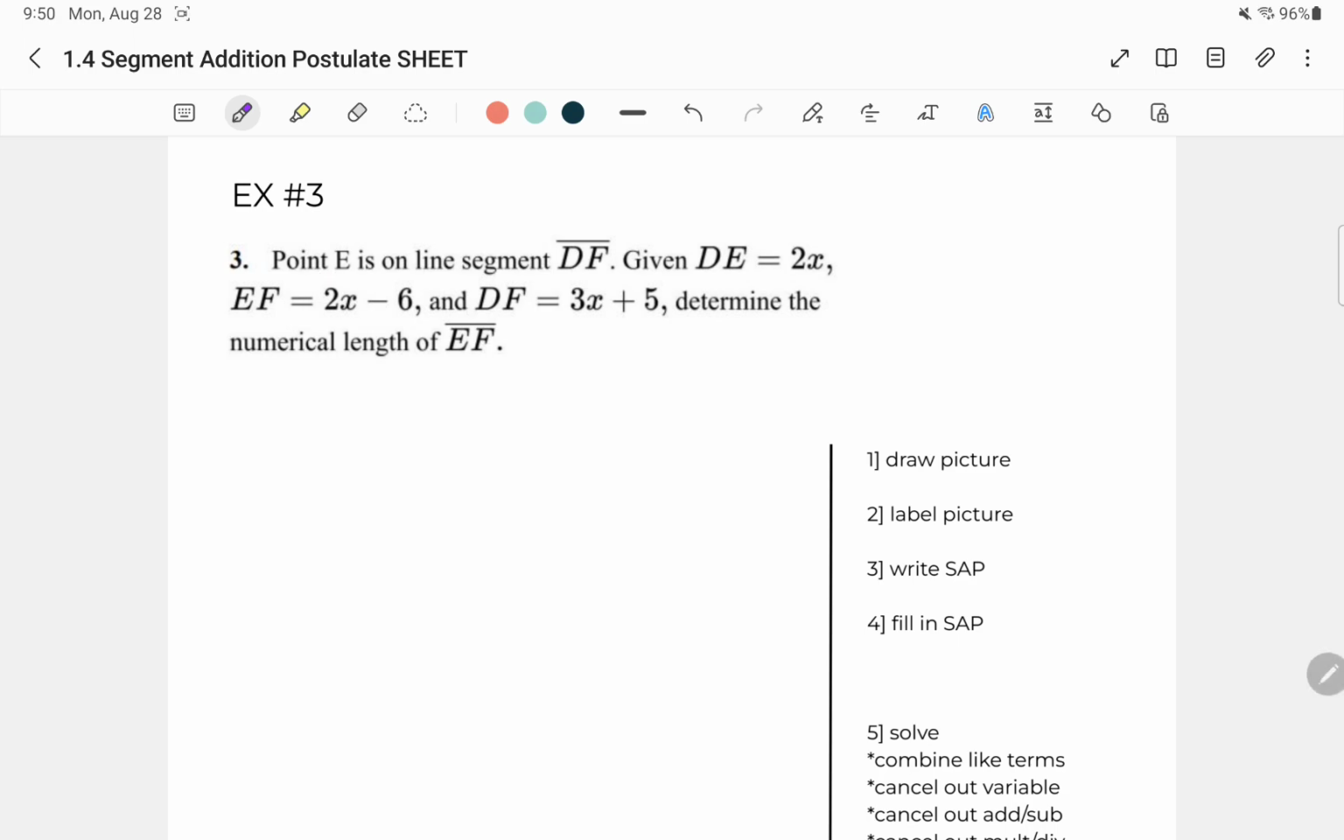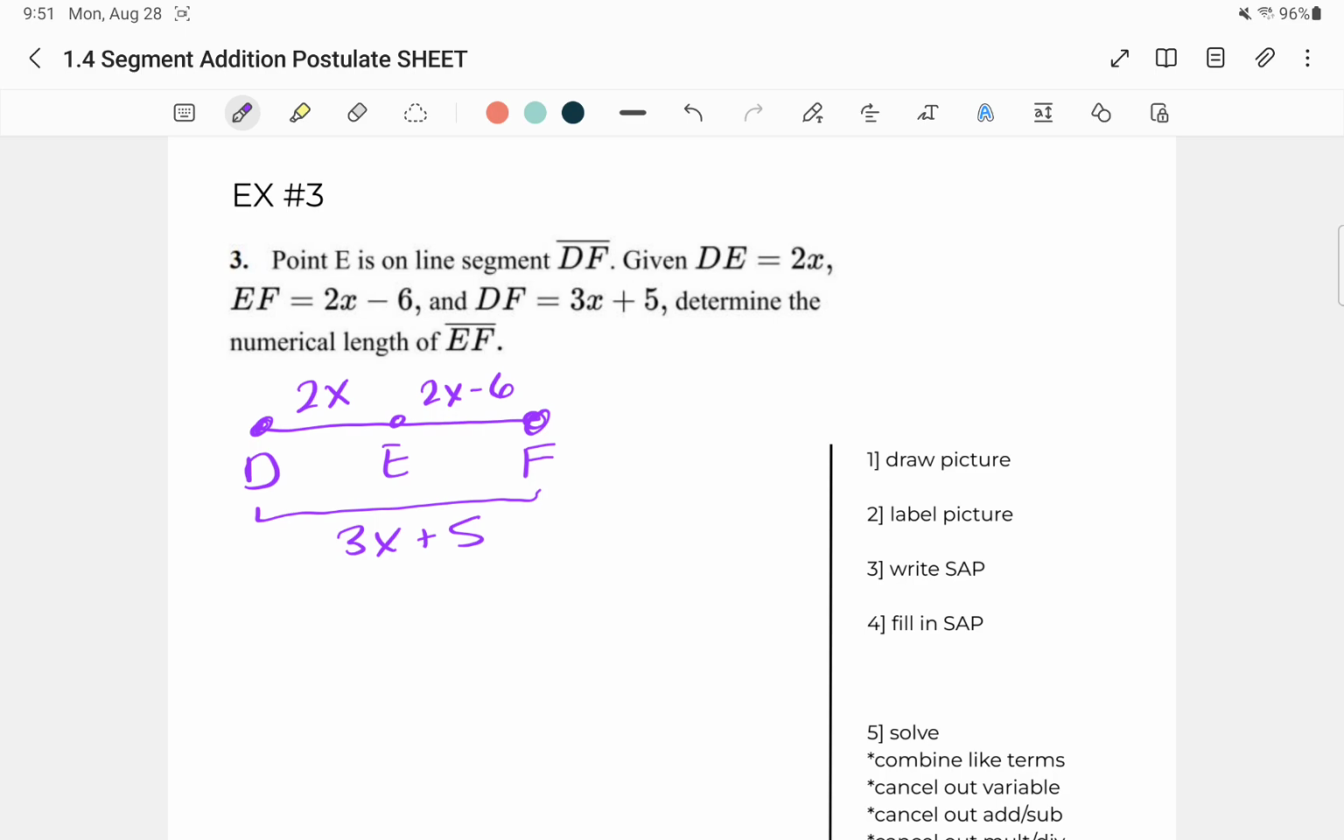Point E is on line segment DF. So D and F are going to be my endpoints, and E is going to be in the middle. And it says DE is 2x, so I'm going to put 2x here. And EF is 2x minus 6, so I'm going to put that here. And DF is 3x plus 5, so I'm going to put that here. Make sure you label in the correct place because this is going to help us create our equation.